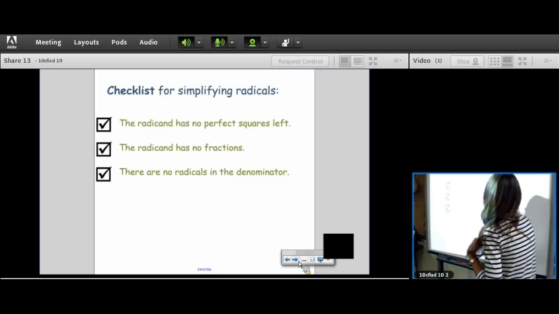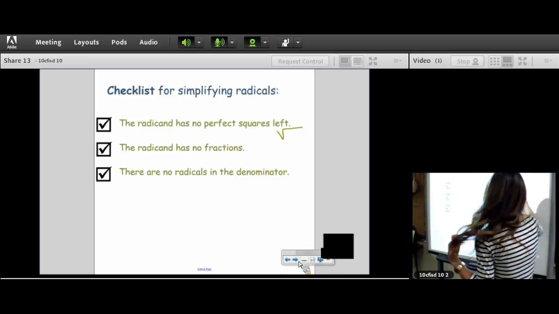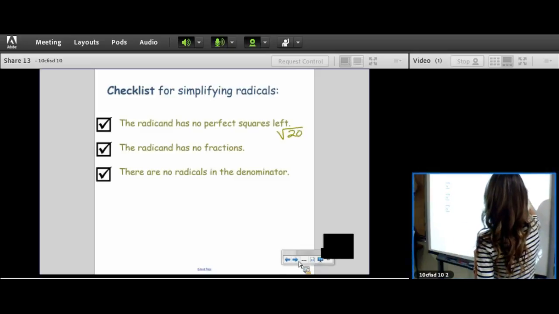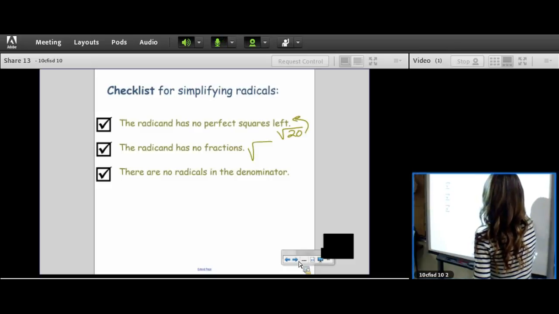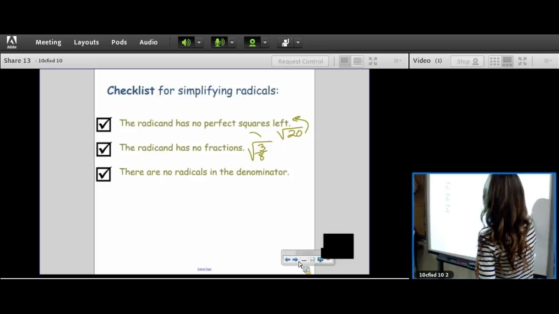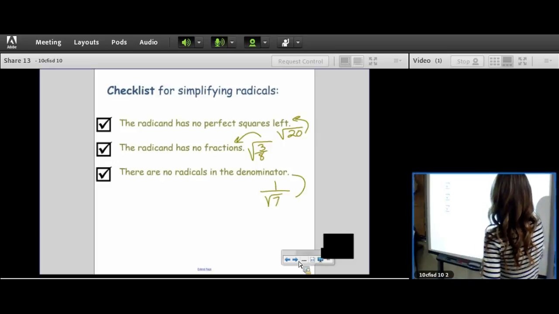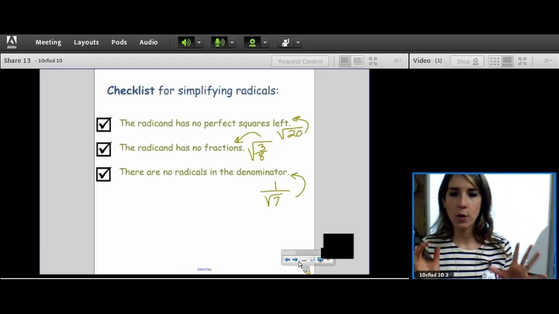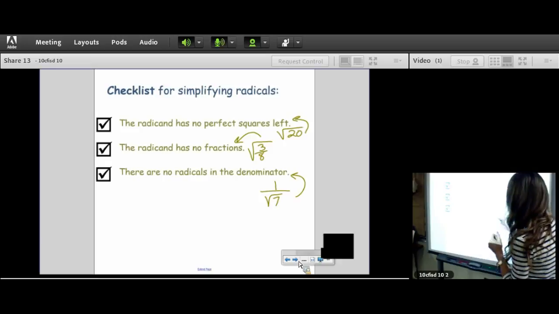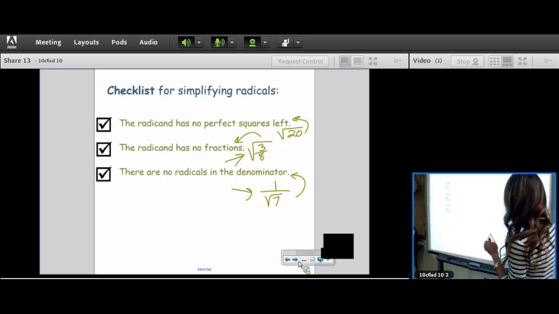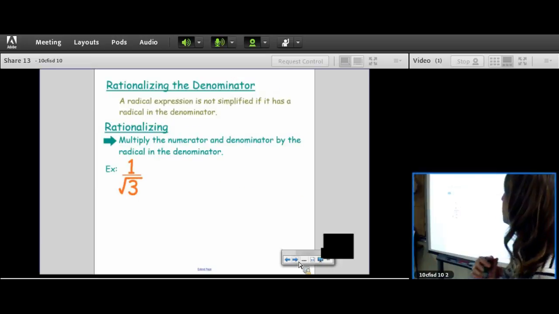So I'll give you an example of each one. This one would be disobeying that rule right there. This one would be disobeying that rule right there. And this one would be disobeying that rule right there. None of those are simplified answers. None of them. So what do we do when we're in either of these situations? I'm going to teach you next.